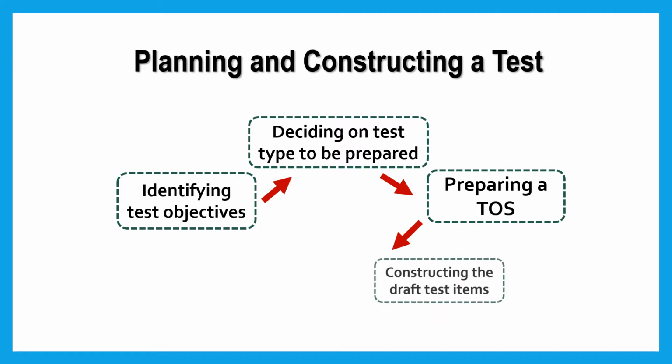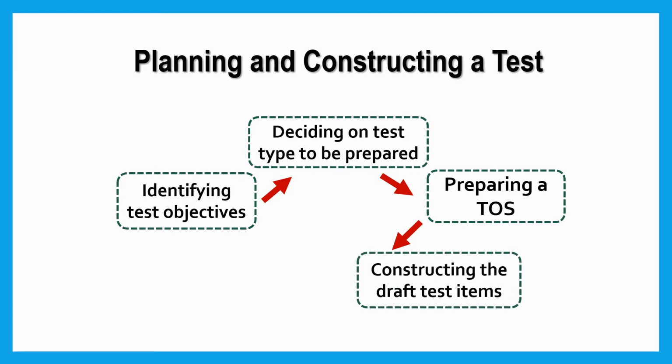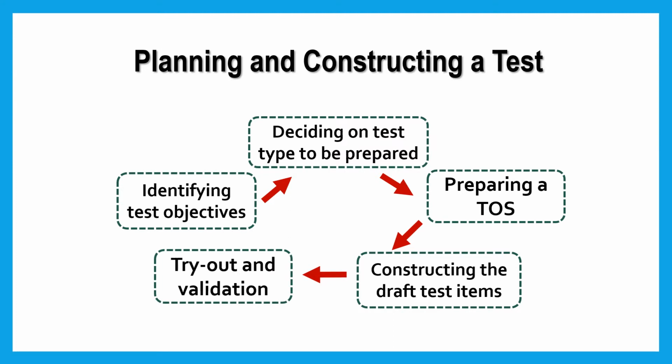Once you're done with your TOS, you construct the test items, so you will have the draft. Take note, do not administer the test if it's still a draft, because many of us are guilty of that. And last but not least, you need to try out and validate before you administer the test. So these are the five major steps in planning and constructing a test. Number 1, identify objectives. Number 2, prepare test type. Number 3, create table of specs. Number 4, construct the draft of your test. And number 5, try out and validate your test.